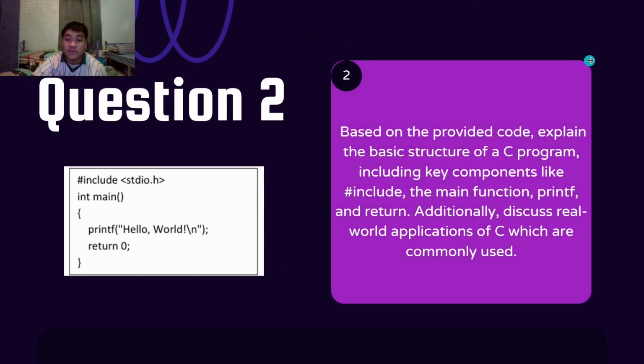Now we're going to go through question 2, which is the provided code. We will explain the basic structure of a C program, including key components, and then the real world applications of C program which are commonly used today.